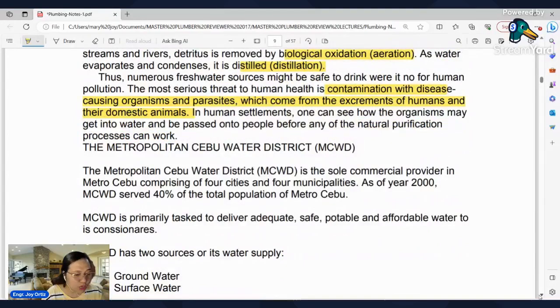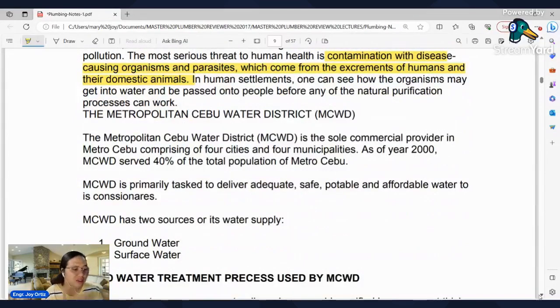Gamit ito, Metropolitan Cebu Water District or yung MCWD, okay, sample lang. Sole commercial provider ng Metro Cebu, comprising of 4 cities. Dito sa Bicol, meron tayong Daraga, actually lahat naman ng municipalities meron. Okay, mga water district. So as of year 2000, MCWD served 40% of the total population of Metro Cebu. Okay, so ang primary task is to deliver, of course, lahat ng mga water district, safe, potable, and affordable water to concessionaires.